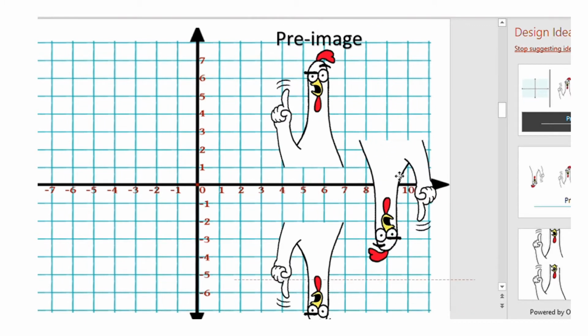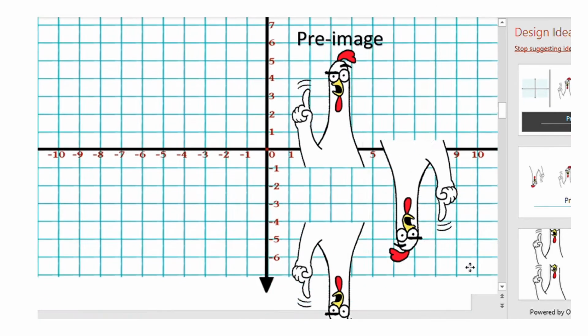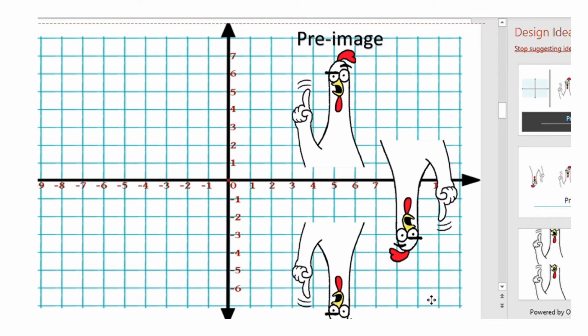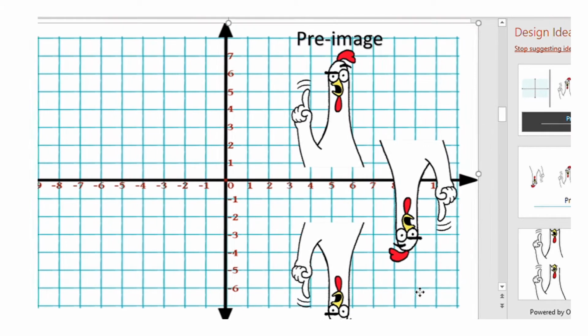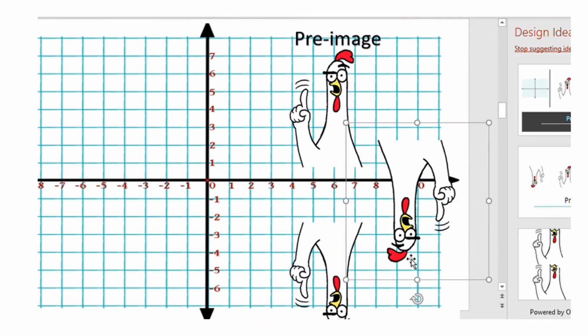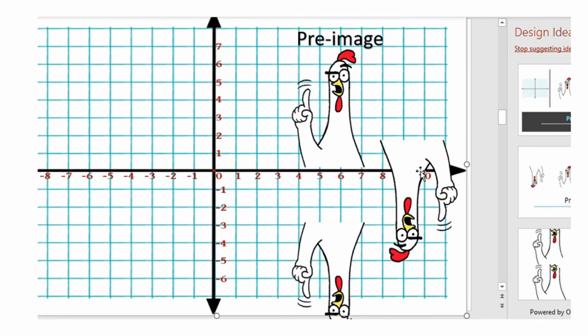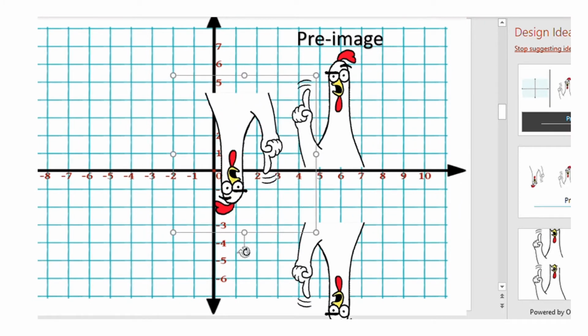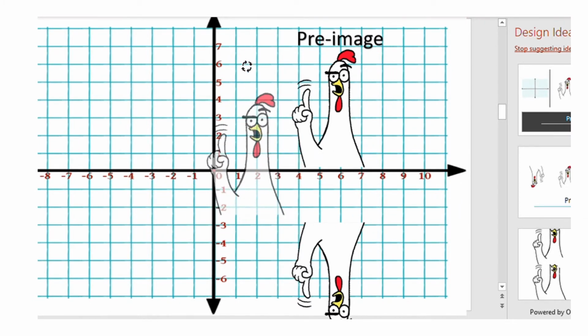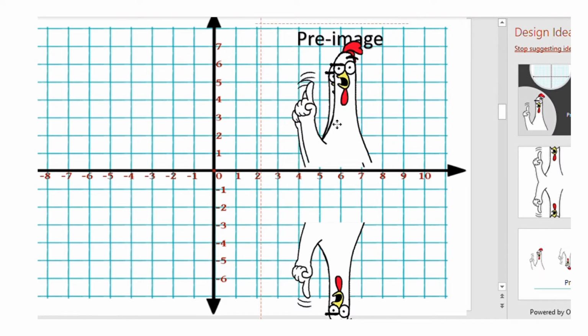Why is this a rotation? Because the orientation is preserved. Check this out. The orientation is preserved. Let me turn this around. See that? The orientation is preserved. The finger is still there.